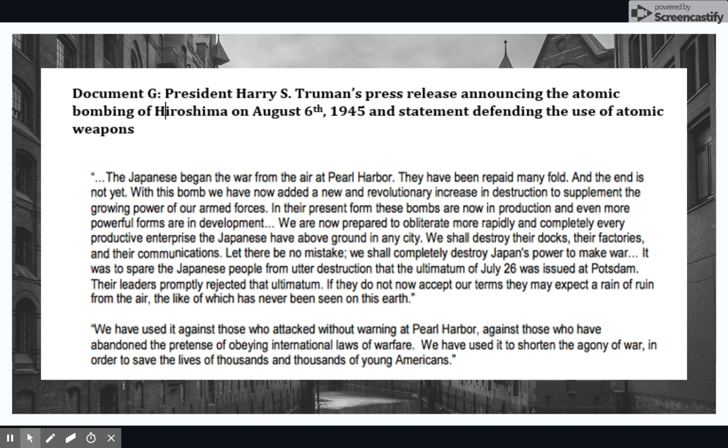It was to spare the Japanese people from utter destruction that the ultimatum of July 26th was issued at Potsdam. Their leaders promptly rejected that ultimatum. If they do not now accept our terms, they may expect a rain of ruin from the air, the like of which has never been seen on this earth. We have used it against those who attacked without warning at Pearl Harbor, against those who have abandoned the pretense of obeying international laws of warfare. We have used it to shorten the agony of war in order to save the lives of thousands and thousands of young Americans.